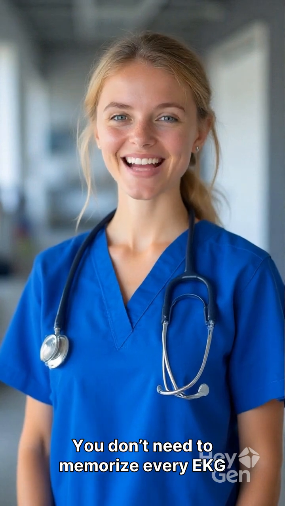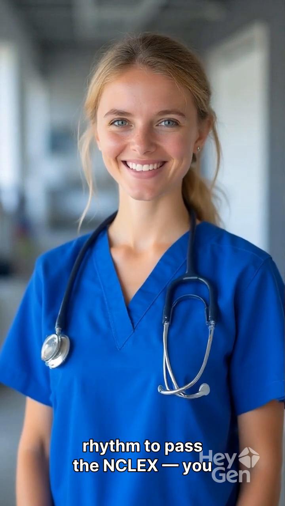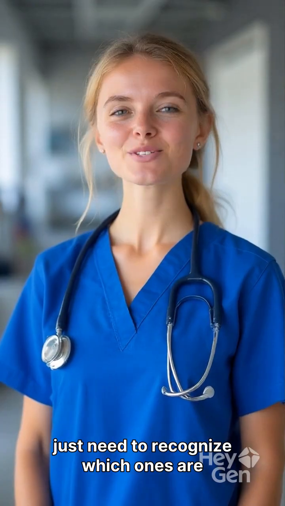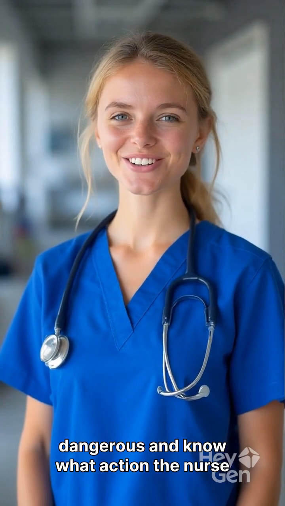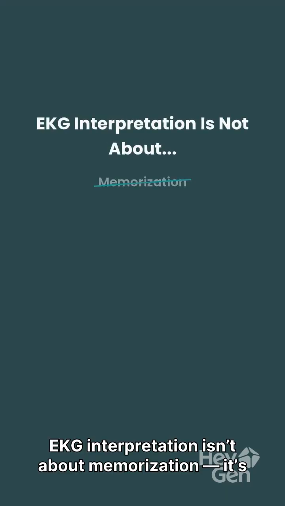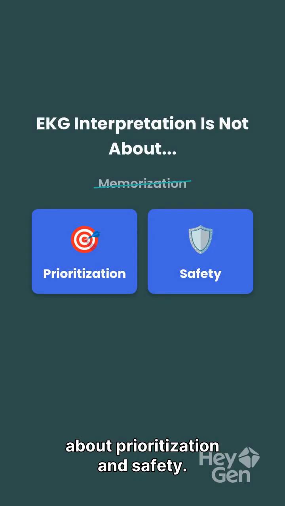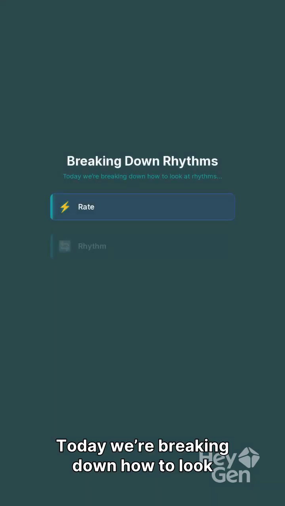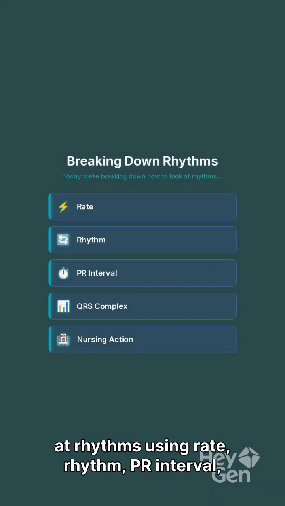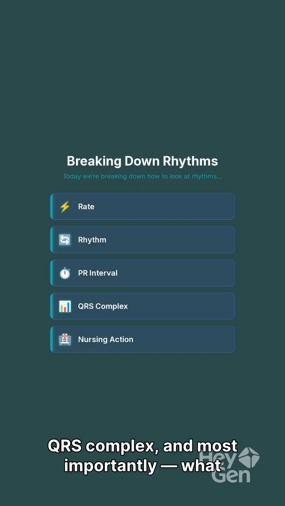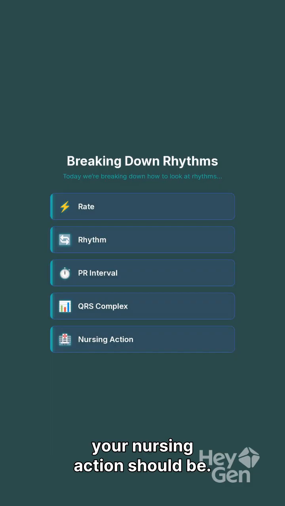You don't need to memorize every EKG rhythm to pass the NCLEX. You just need to recognize which ones are dangerous and know what action the nurse must take next. EKG interpretation isn't about memorization, it's about prioritization and safety. Today, we're breaking down how to look at rhythms using rate, rhythm, PR interval, QRS complex, and most importantly, what your nursing action should be.